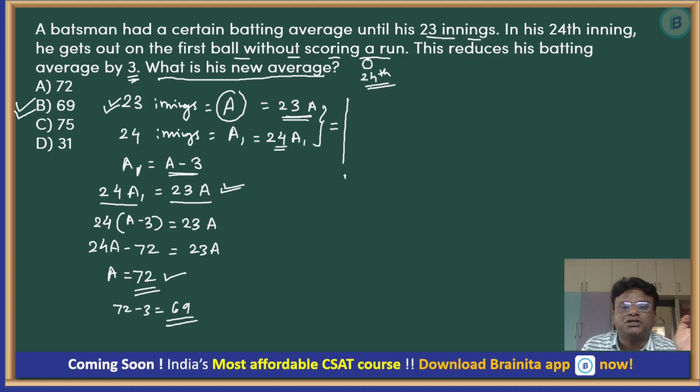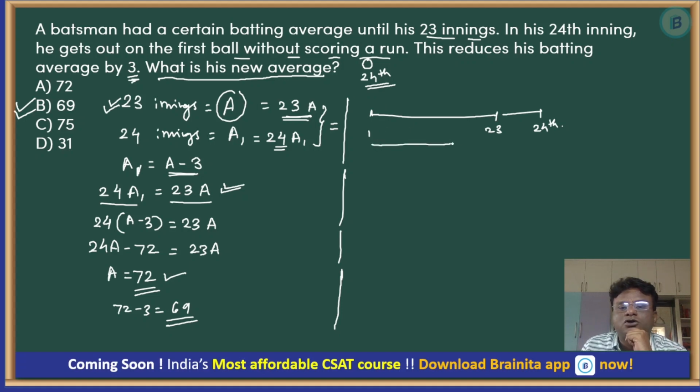Now think about this problem. You don't really have to do this much if you understand the concept of average very clearly. So say these are 23 innings, right? So this is first inning, this is 23 innings, and this is 24th inning, right? There was some average here. So let us draw this average. This is some average until 23 innings. In 24th innings, he scored 0 runs and thereby brought down this average by 3.